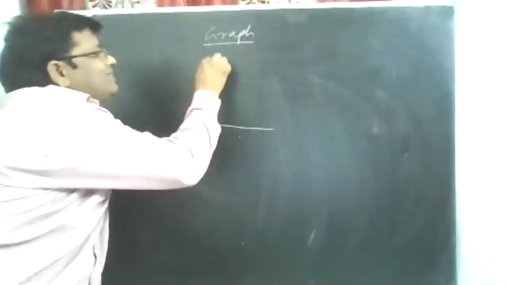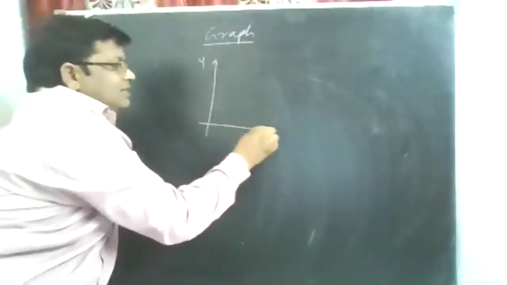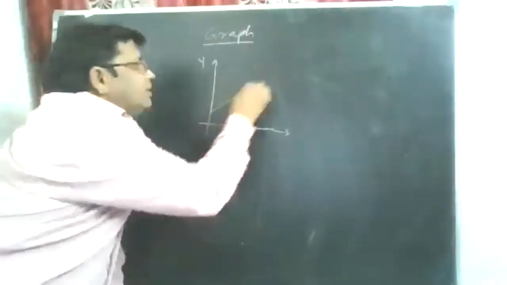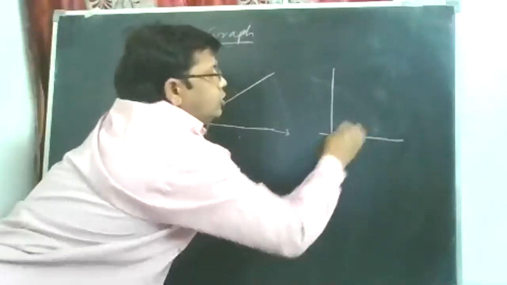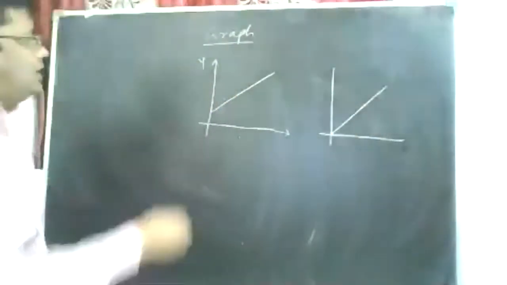See here, beta. When we are drawing the graph, this is the y-axis and this is the x-axis. Any graph may start from the origin, or from anywhere like this.